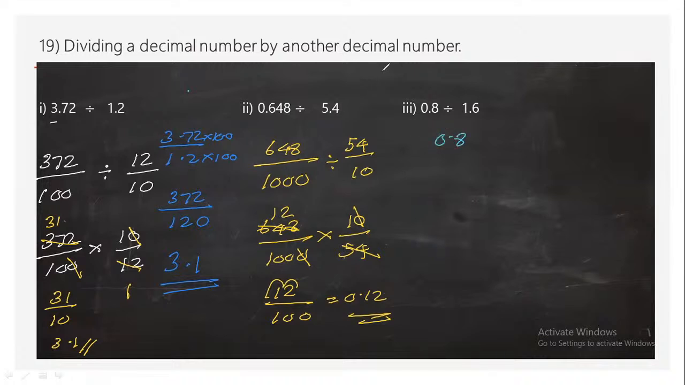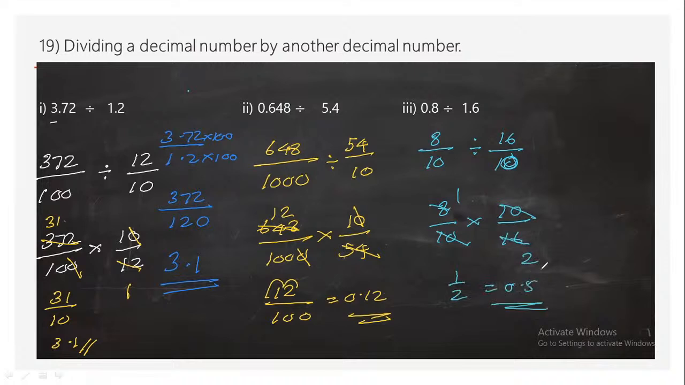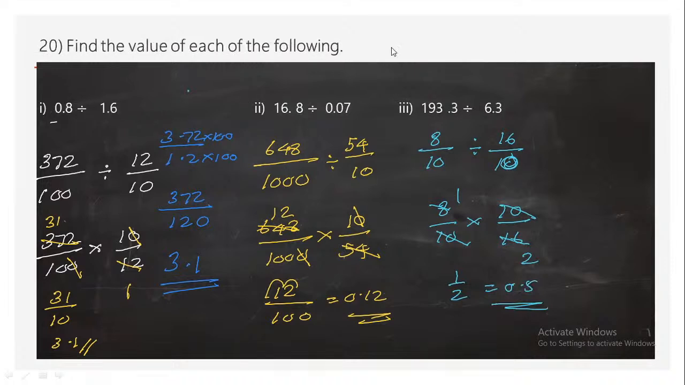0.8 has 1 decimal place, so you can write the denominator 10. 8 over 10 divided by 16 over 10, here also 1 decimal place, so denominator 10. 8 over 10 into 10 over 16, cancel out, 1 and 2. Half means 0.5. The answer is 0.5. Question number 20.